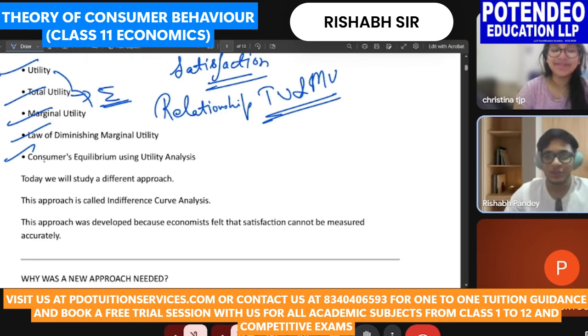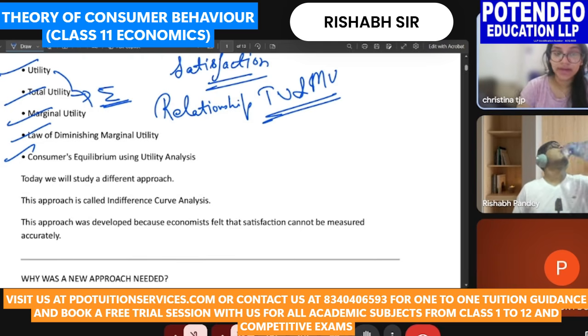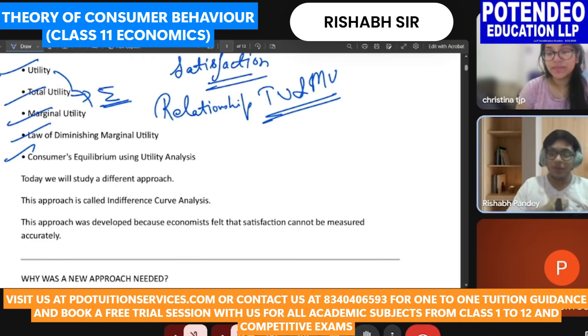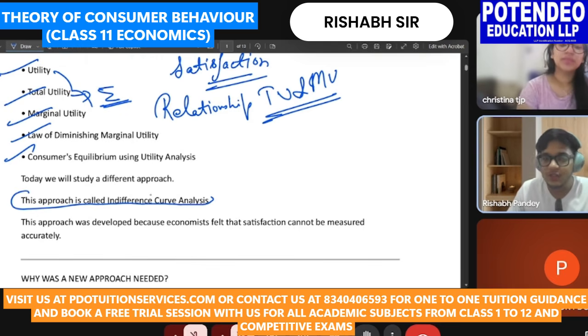Now, consumer equilibrium. What do you understand by this, using the utility analysis? We talked about a particular graph also in this. When marginal utility is equal to the price. My God, impressive. Now, today we're going to study a different approach. Now, you might ask me, sir, why a different approach? A very generic question, right? This approach, Christina, is called indifference curve analysis.